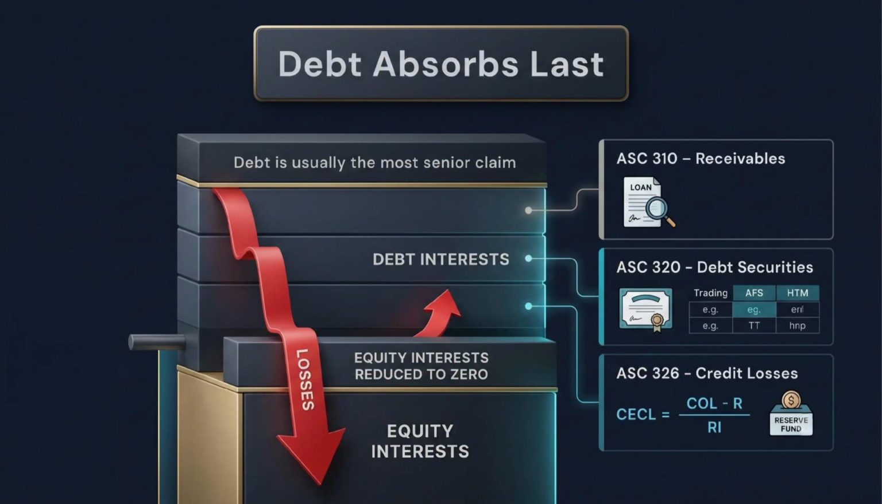But even when losses are allocated to debt securities or loans, ASC 323 does not replace other GAAP. Loans and receivables may fall under ASC 310. Debt securities may be governed by ASC 320. Credit losses may require ASC 326 analysis. So, ASC 323 tells us how equity method losses affect the adjusted basis, but the instrument specific guidance still applies afterward. One standard does not cancel the others, they work in sequence.